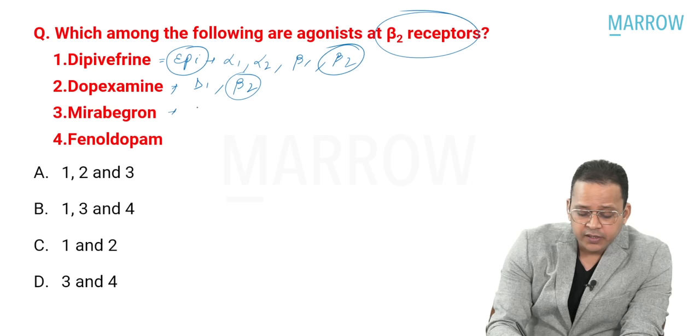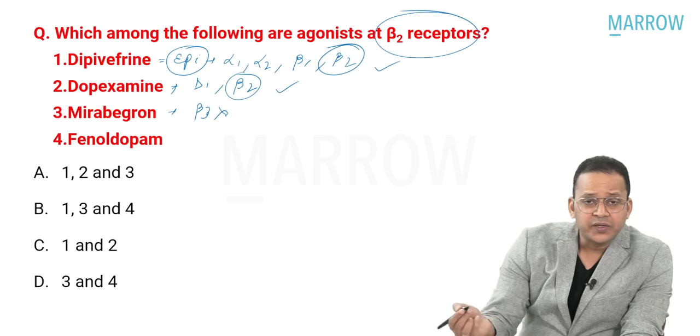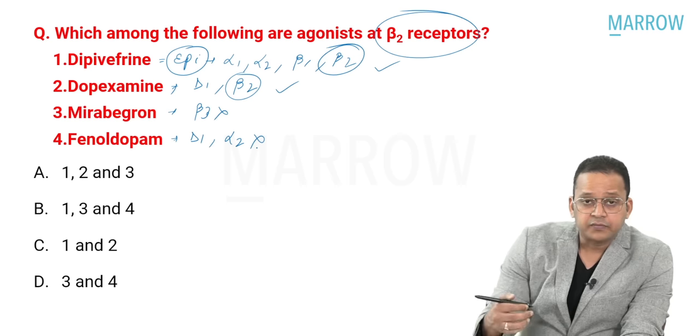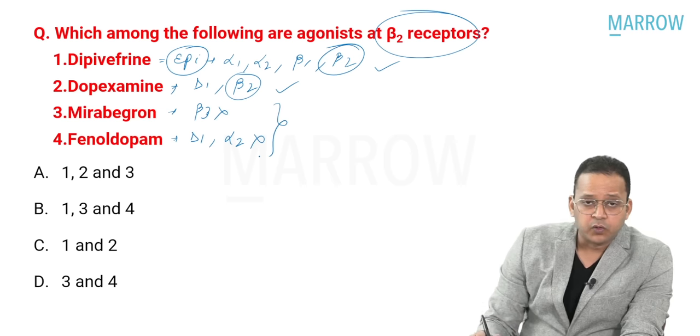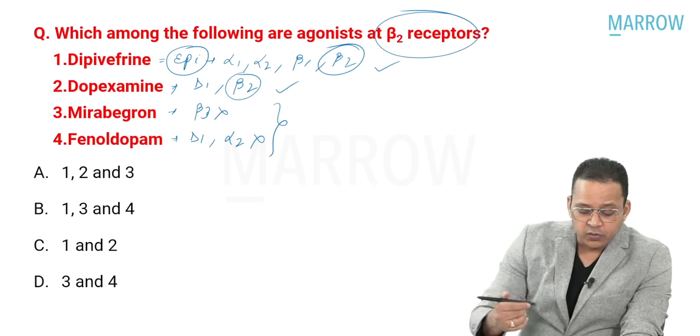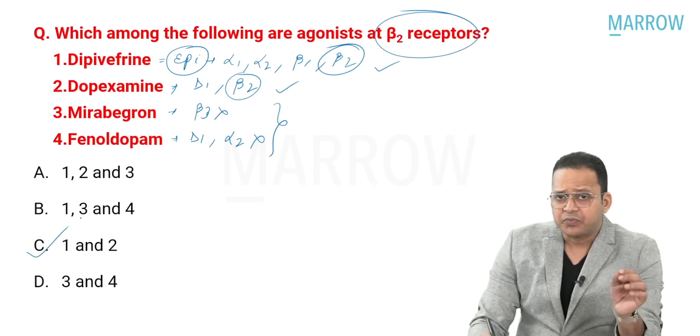What is mirabegron? It is an agonist at beta 3. Do we have beta 2 here? No, beta 3. Phenylephrine, it is an agonist at D1 and alpha 2. So do we have beta 2 here? No. So there is no beta 2 in both of these. So what is the answer here? 1 and 2. So look at the options A, B, C, D. What do we have? 1 and 2? Option C. It is the right answer.